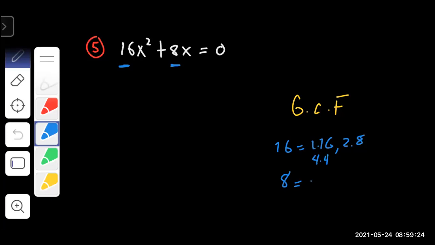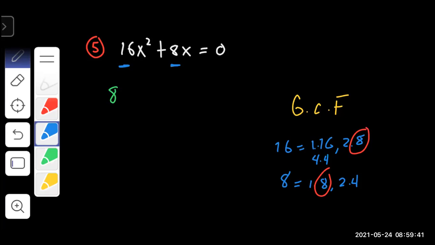So how do you factor 8? 1 times 8. What else? 2 times 4. Can you tell me, Fernando, what is the biggest number in both? 8. Okay, it's 8. That is the number that I'm going to use as a common factor.